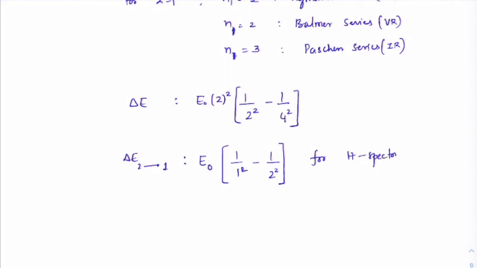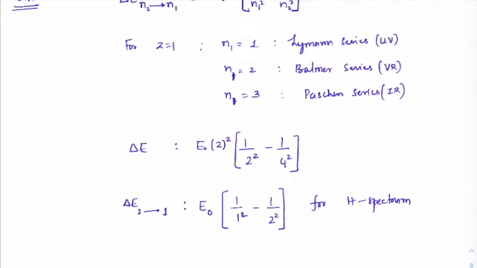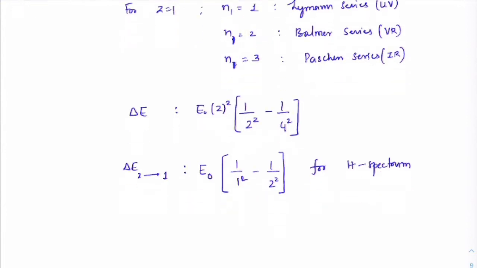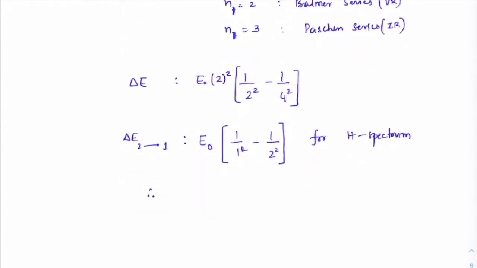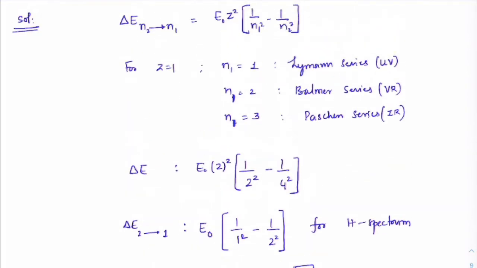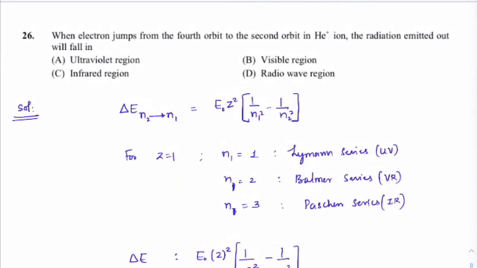And we know that for the hydrogen spectrum, anything that comes to 1 is of the ultraviolet region. So therefore, the photon or radiation will have energy in the ultraviolet region. Okay, so that is the question asked. Which region would it be?